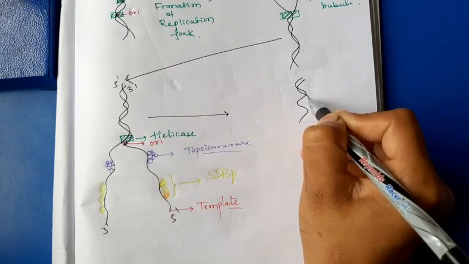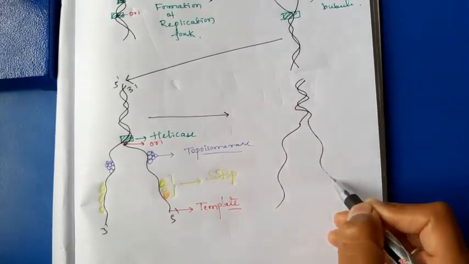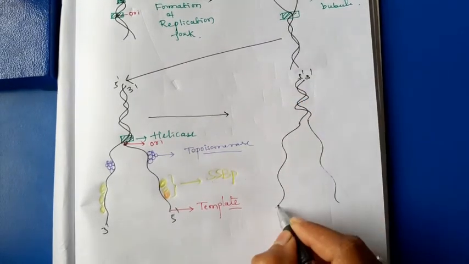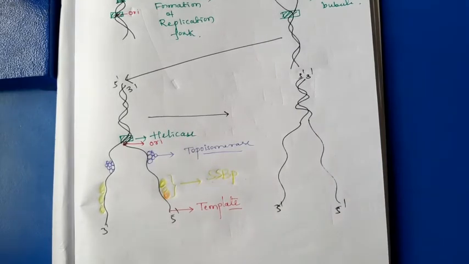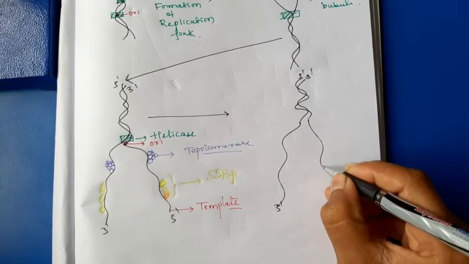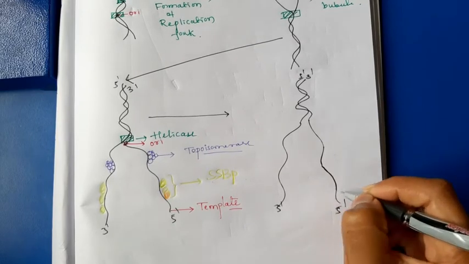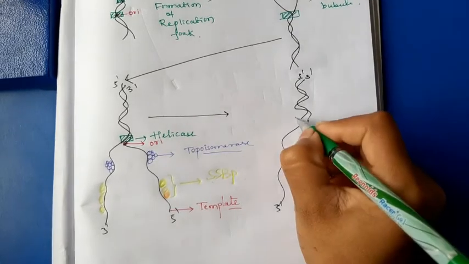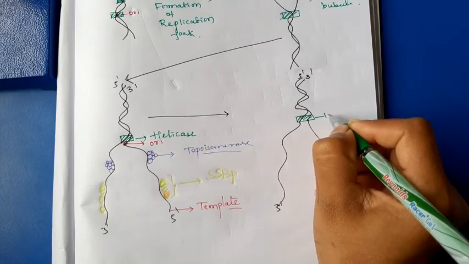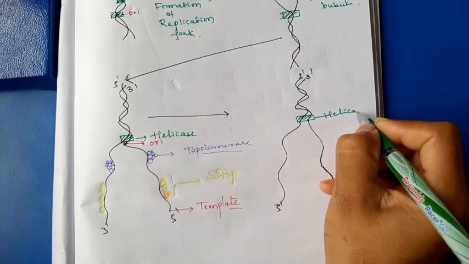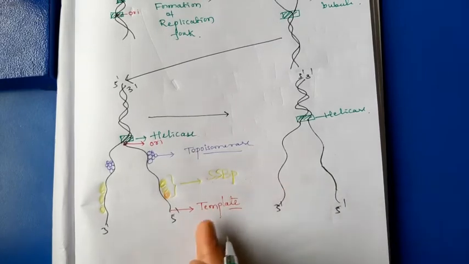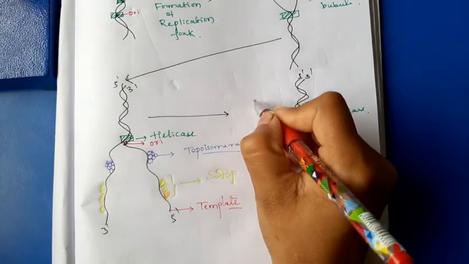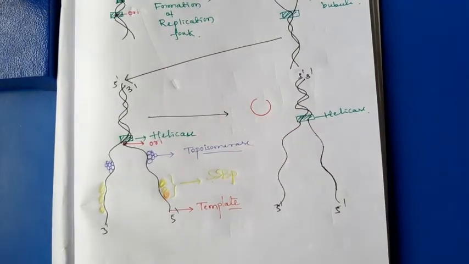We have to mention polarity every time. Then the DNA breaks here, and it is ligated with ligase. Then don't forget to mention all the enzymes. I am not going to mention topoisomerase and SSB here.